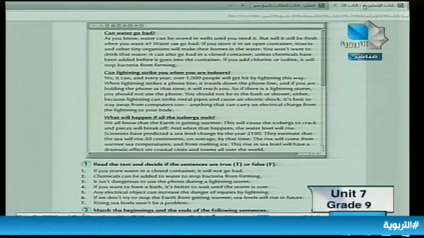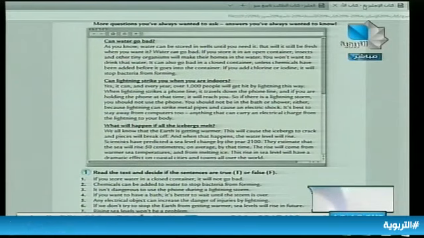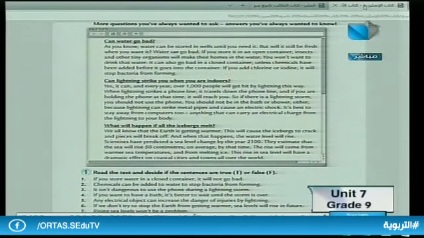What do you say, Ms. Nada, about that? I think that water can go bad if we put it in an open container, because many insects, bacteria, and different organisms may come to this water. Very nice. So it can go bad.